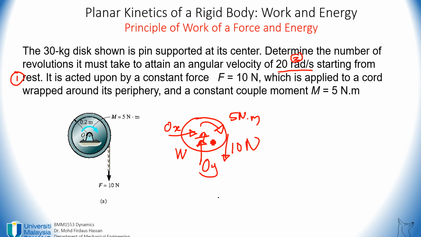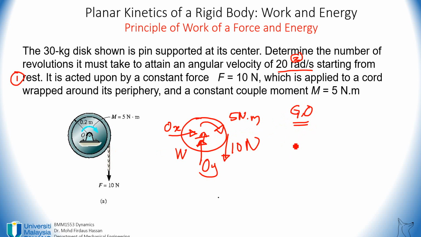And where is G basically? Of course, G is in the middle for this kind of symmetrical rigid body. G and O are at the same point. Then what should we do?